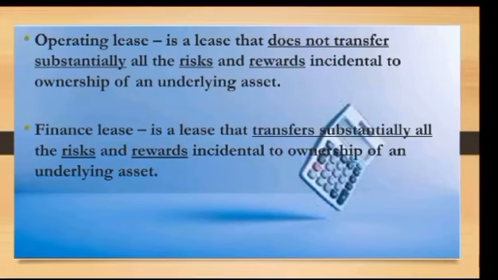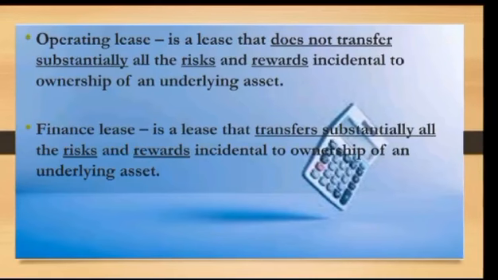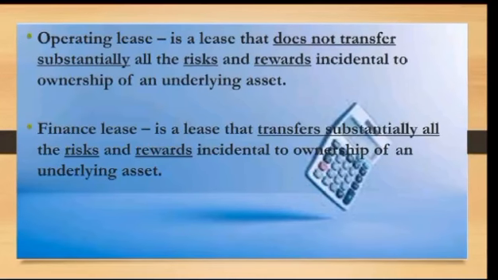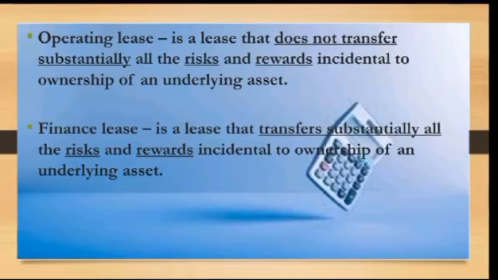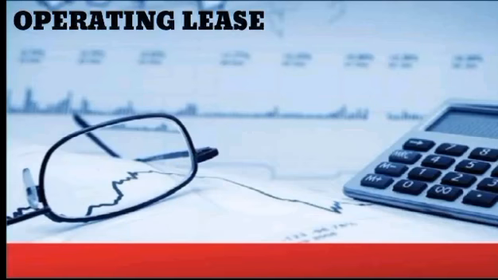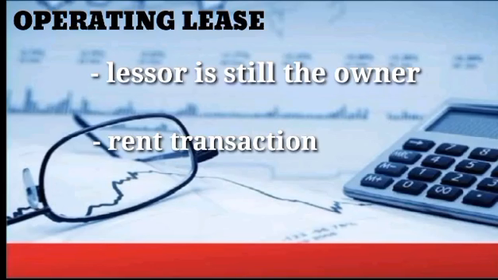What is an operating lease? An operating lease is a lease that does not transfer substantially all the risks and rewards incidental to ownership of an underlying asset. It means that in an operating lease, the lessor will still be the owner of that certain property or asset. We can say that an operating lease is just a rent transaction, since the right of risks and rewards of ownership of that asset is not passed to the lessee.